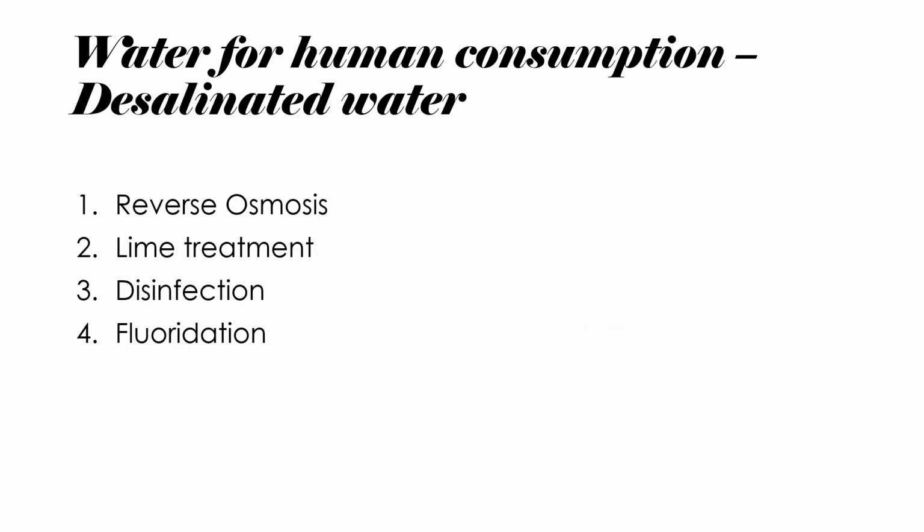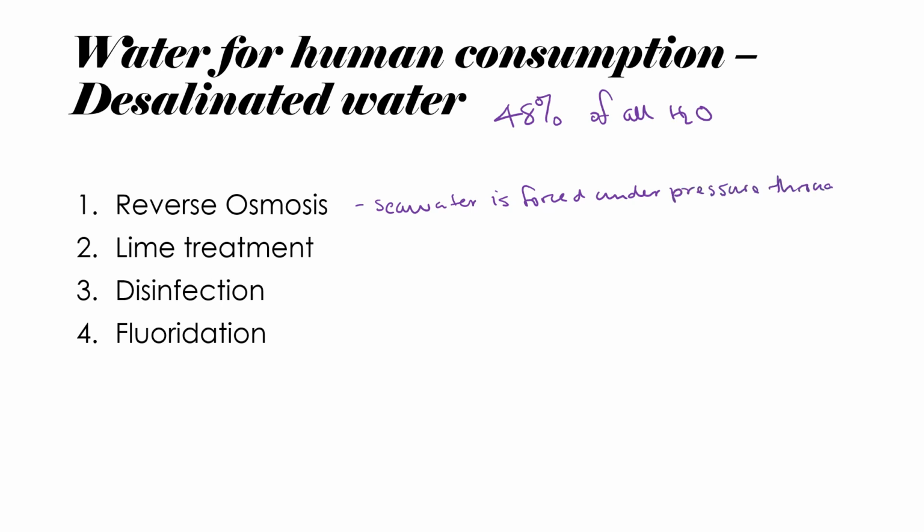The other main water source for Perth is desalinated water. It's Perth's biggest water source and provides 48% of all water for human consumption. Now, the process for desalination is that it first of all undergoes reverse osmosis. So the seawater is forced through a membrane. And this removes salt, bacteria, viruses, and other impurities.